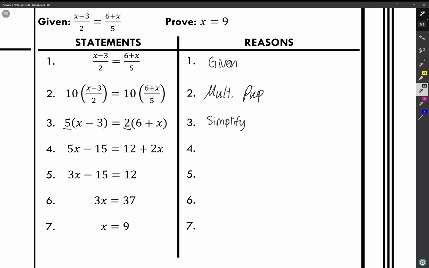Okay, so then to get 5x minus 15 equals 12 plus 2x, we distributed on both sides of the equation, right? So this is going to be the distributive property. All right, so then from 4 to 5, they subtracted 2x from both sides. Okay, so that is the subtraction property.